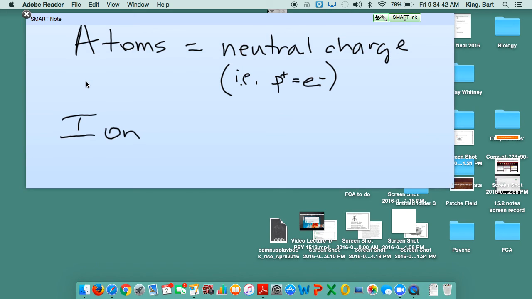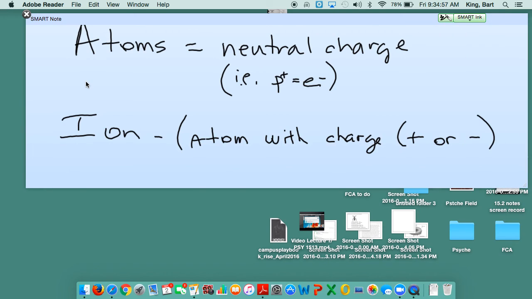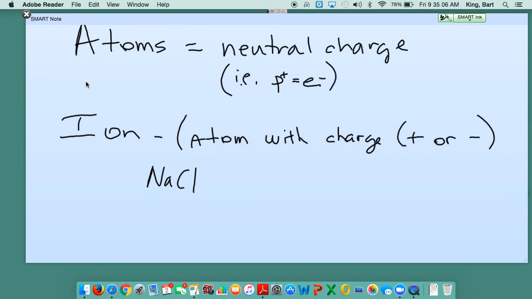An ion is an atom that has a charge. Atom with a charge. It can be positive or negative. For example, when table salt is formed, it is a combination of those two atoms. But when they bond with each other, sodium gives an electron to chlorine. So sodium is going to give a negative to chlorine, giving chlorine one more negative. By losing a negative, sodium becomes positive.